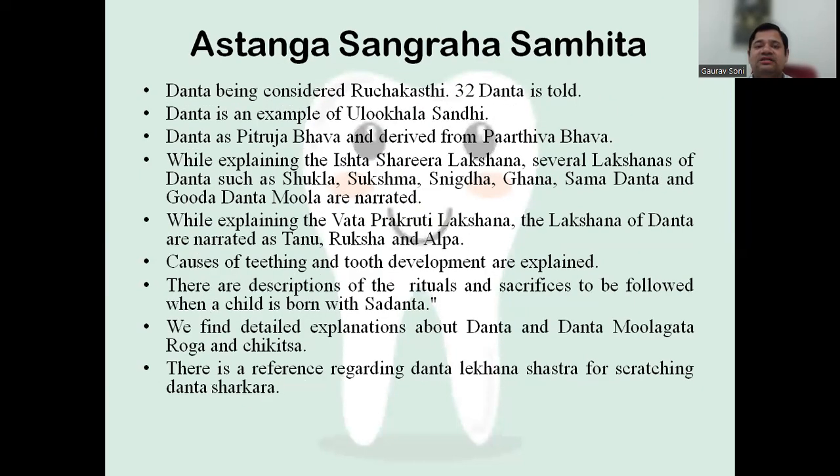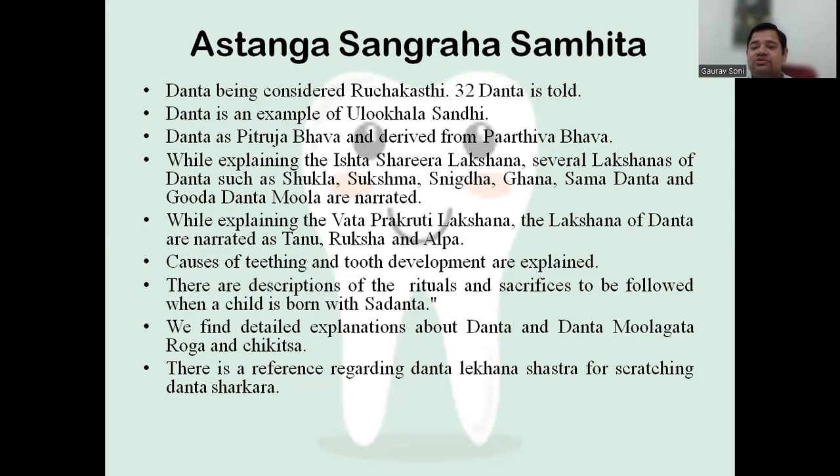Ashtang Sangrah Samhita again says this is a part of Asthi, and these are Ruchak Asthi only. Sandhi is also Ulukhala Sandhi. Again, Pitraj Bhav, and Parthiv Mahabhuta is dominant in it. While explaining Ishat Sarir Lakshana, several Lakshana of Dant such as Shukla, Sukshma, Snigdha, Ghana, Sama, and Guda Dant are narrated. While explaining the Vata Prakriti, again, the Lakshana is Tanu, Ruksha, and Alpa.